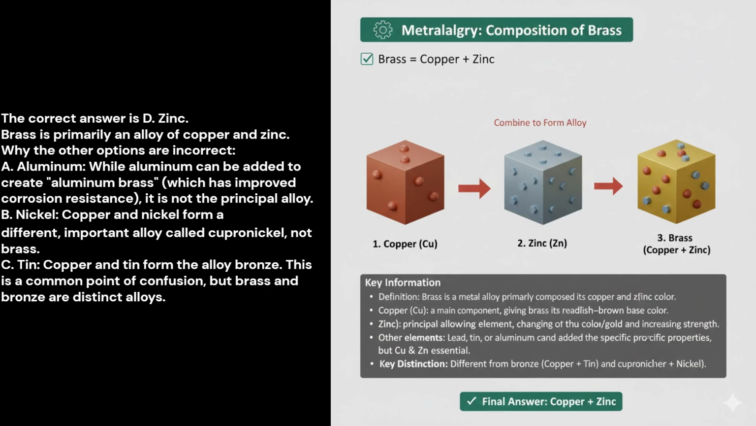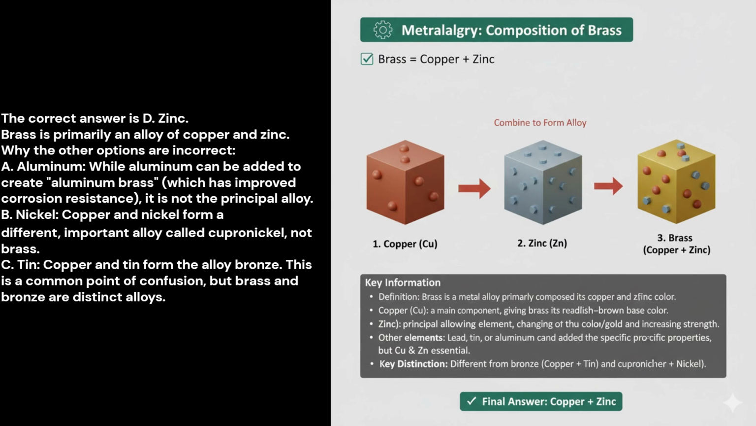The correct answer is D. Zinc. Brass is primarily an alloy of copper and zinc. While other elements like lead, tin, or aluminum can be added in small quantities to create specific types of brass with particular properties, zinc is the principal and essential alloying element.